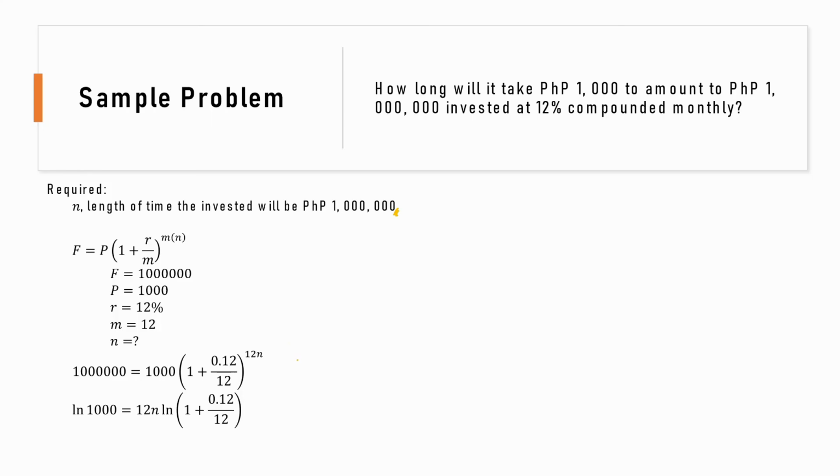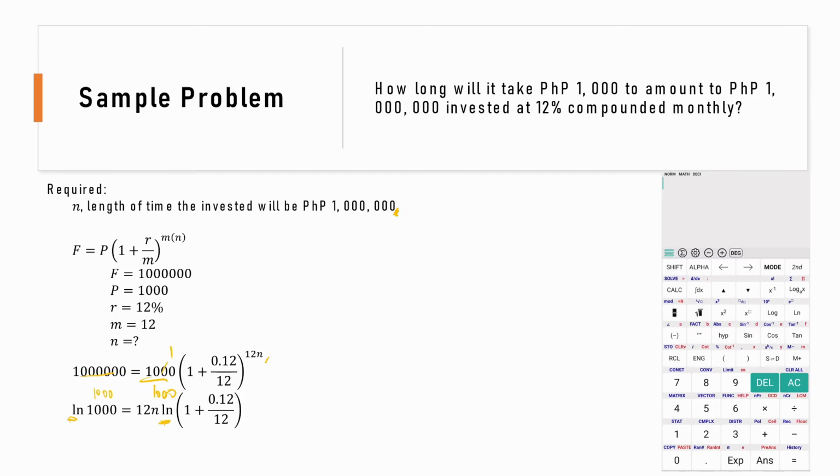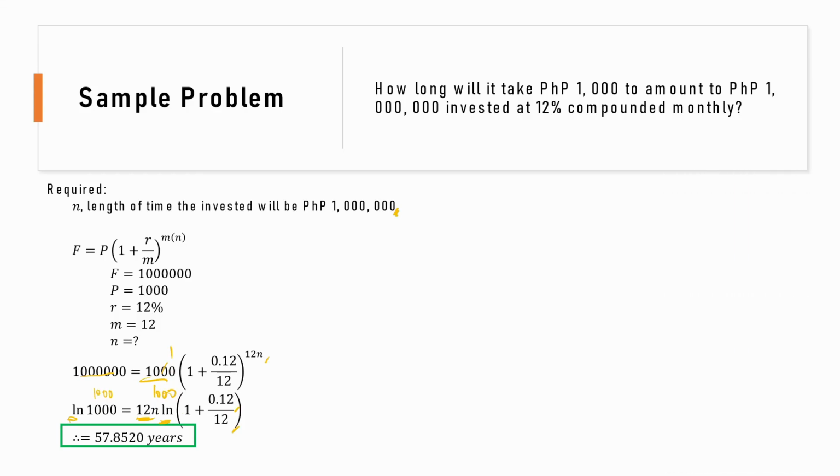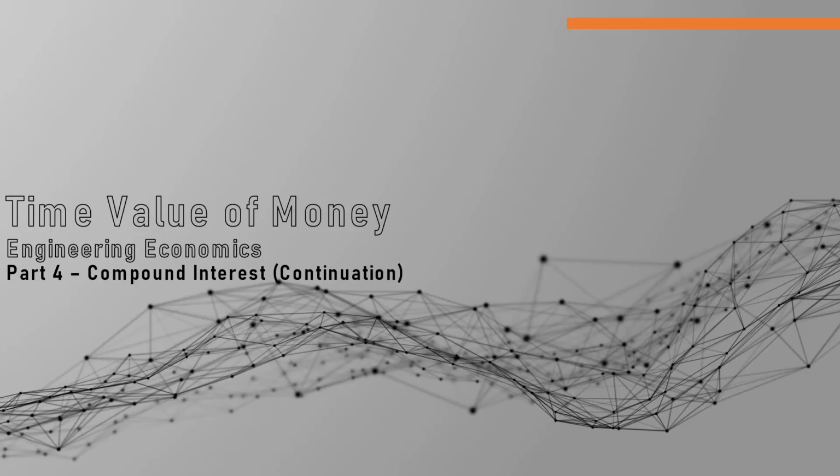So i-solve natin yung value ng n. Or pwedeng kunin natin yung natural logarithms nila. So natural logarithm nung left side, yung 1 million, divide muna natin ng 1,000. So 1,000 na lang siya. So natural logarithm ng 1,000 is equal to 12 times n and the natural logarithm ng 1 plus 0.12 over 12. So therefore, n is equal to 57.8520 years. So, recap tayo para dun sa lecture 4.